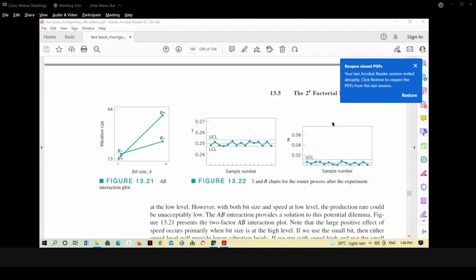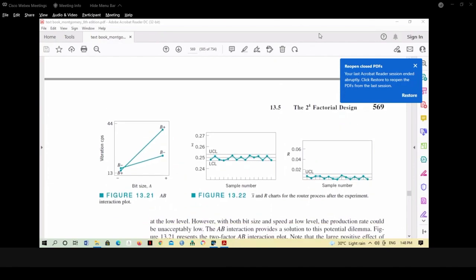Okay, remember here, this is a very interesting graph, since you understand, right? The AB is significant. So you look at the graph. It's like this, right? It's non-parallel.